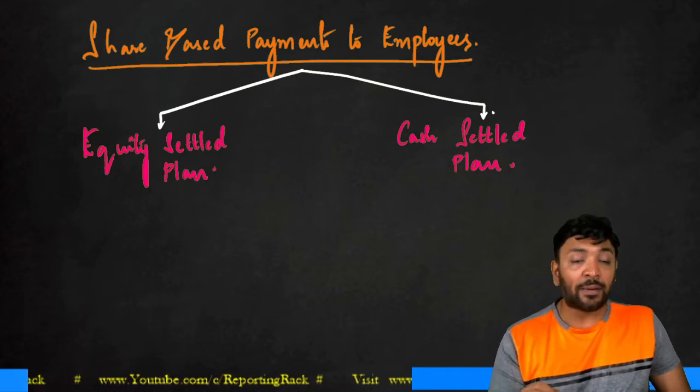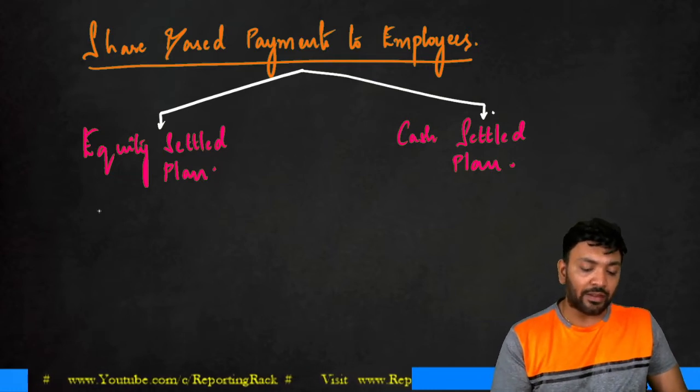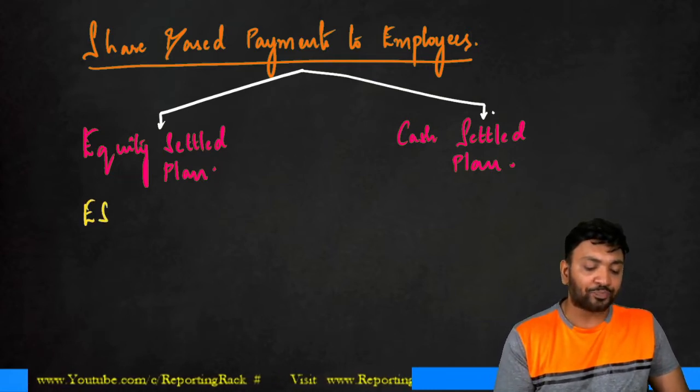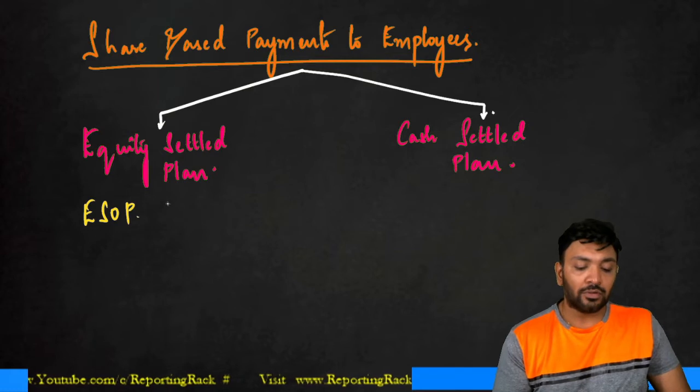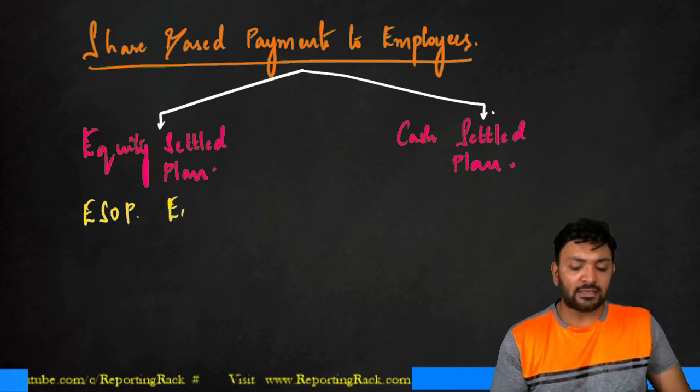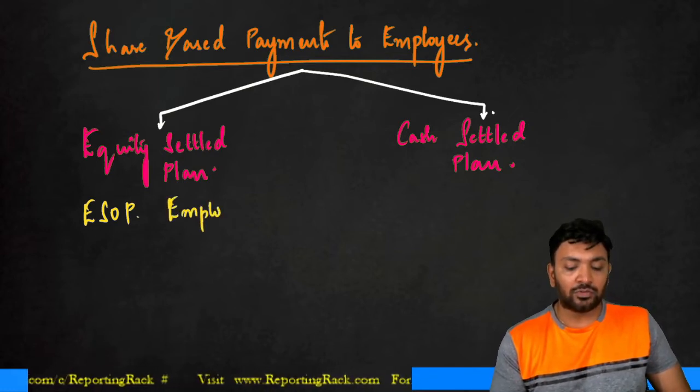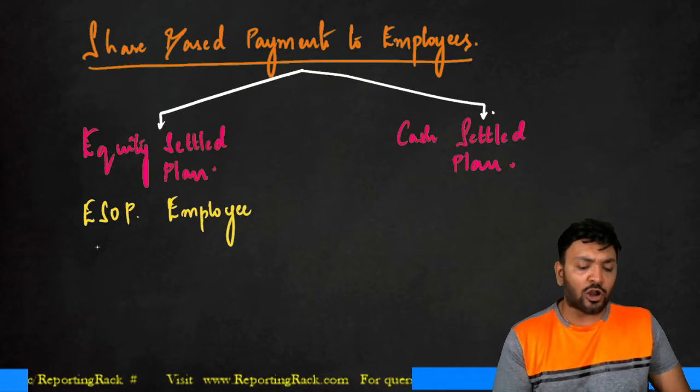And equity settled plans are generally called as ESOPs, Employees stock option plan.